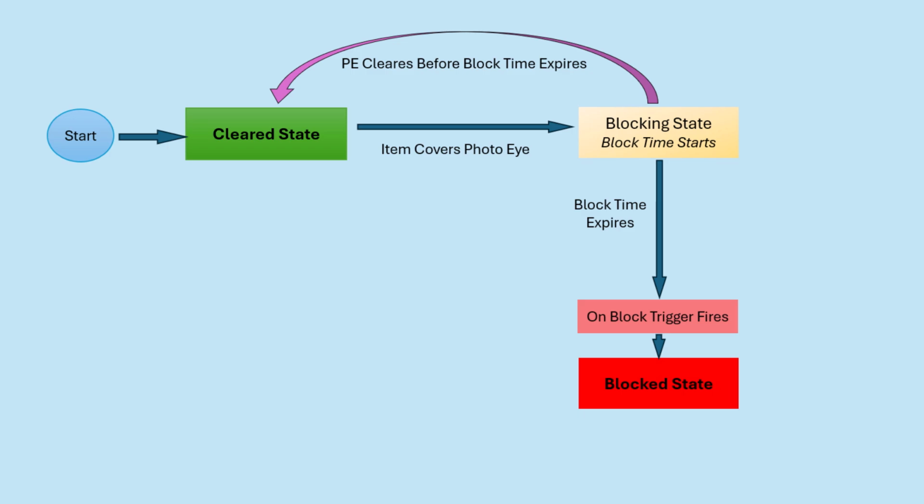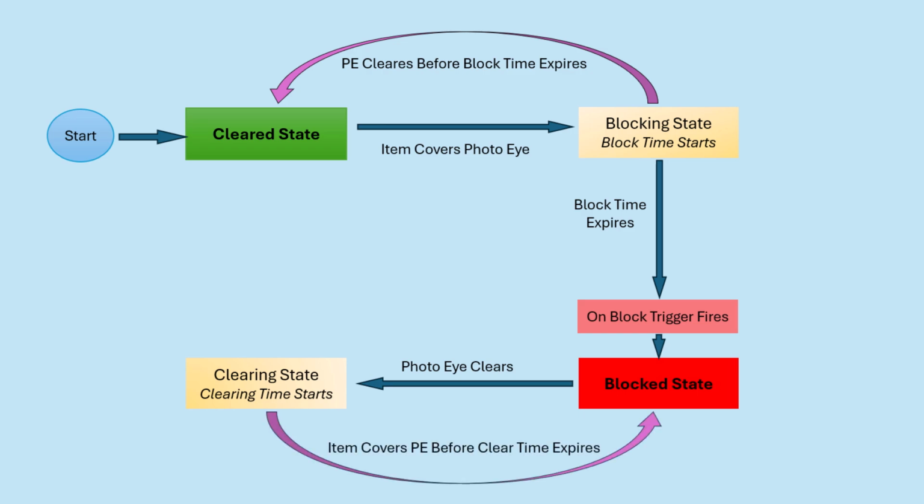Once the item leaves, the sensor enters the clearing state and starts the clear time countdown. If another item enters the sensing area before the clear time ends, it immediately goes back to the blocked state. However, if no new item interrupts the countdown, the clear time finishes, the on-clear trigger is fired, and the photo eye returns to the cleared state. So, that's the basic flow. The photo eye keeps switching between these states based on how items interact with it, and these transitions can be used to trigger important logic in your model.